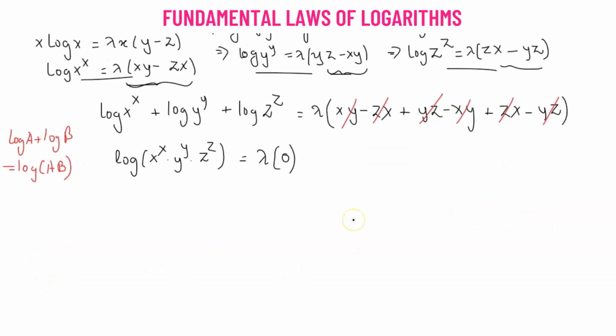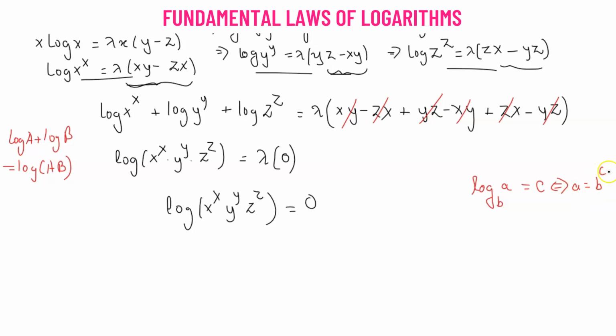So that means we have log of x raised to the power of x times y raised to the power of y times z raised to the power of z equals 0. Now we will use the definition of logarithm. If we have log of a with the base of b, and this value is equal to c, then this means that a equals b raised to the power of c. In our case, we do not have the base of the logarithm provided here, but whenever the base is not provided, it is by default considered to be 10.